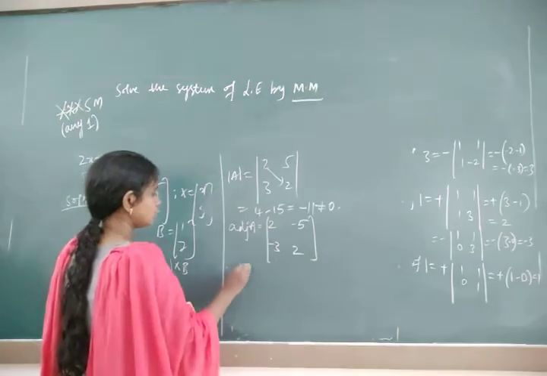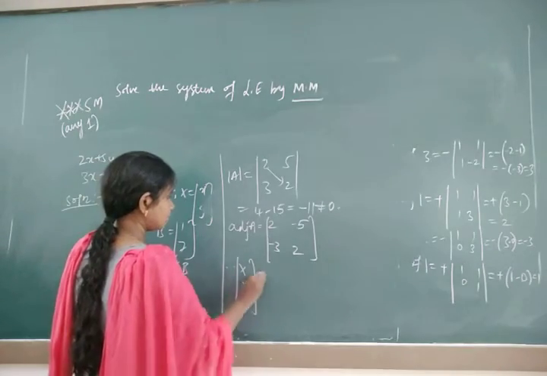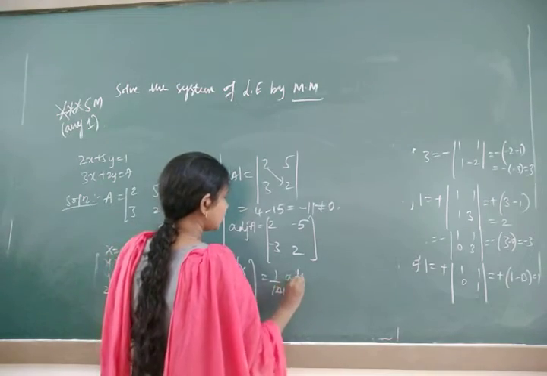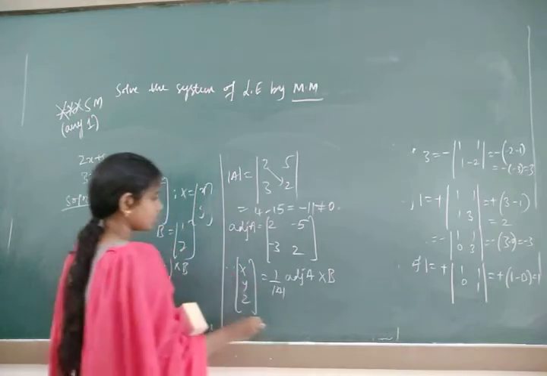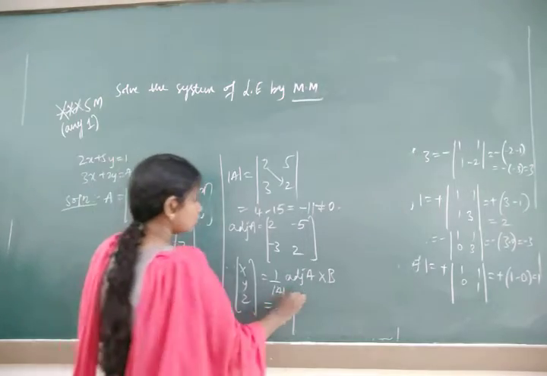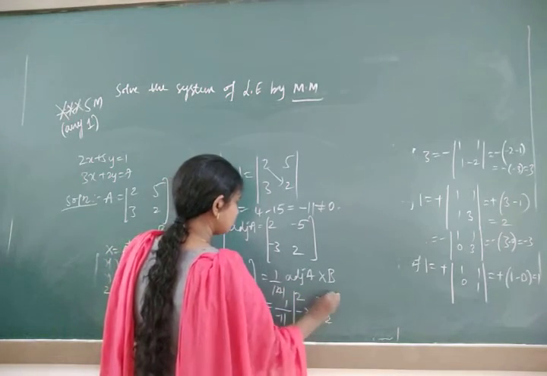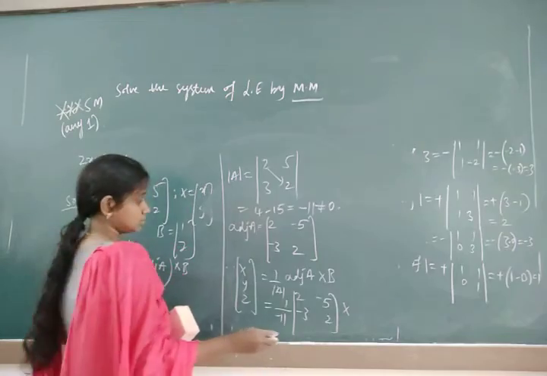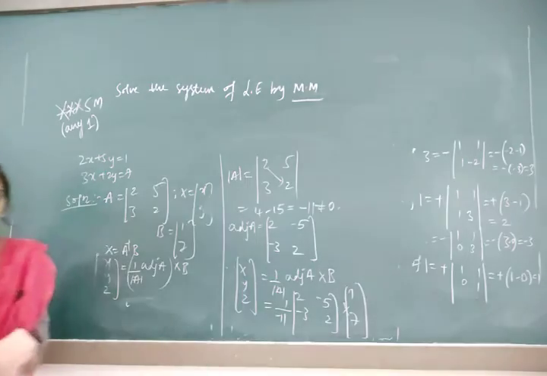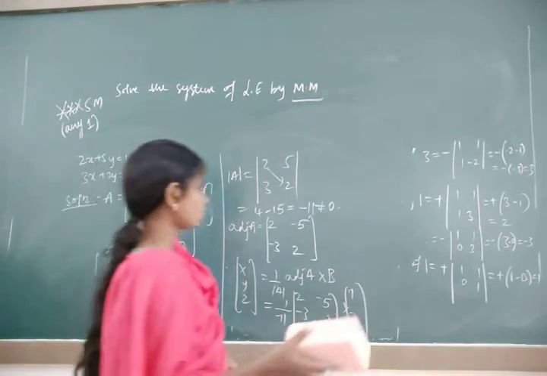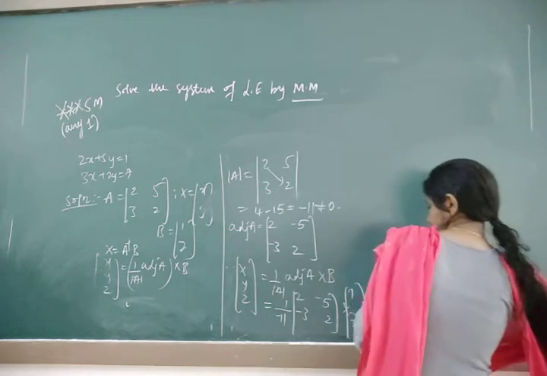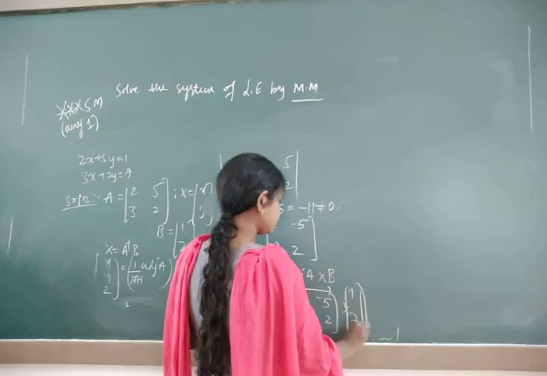Now write down the formula: x y z equal to 1 by determinant A into adjoint A into B. So determinant value is 1 by minus 11. Adjoint A we got 2 minus 5 minus 3 2 into B. B is 1 7. Right. So on simplification or multiplication we are going to get, multiply row with the column.